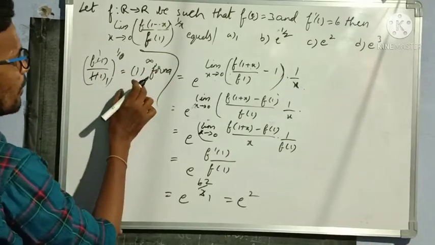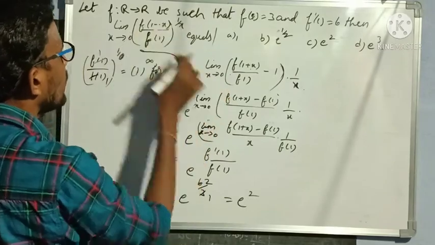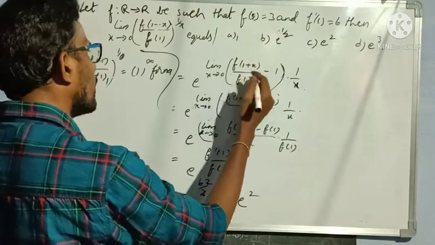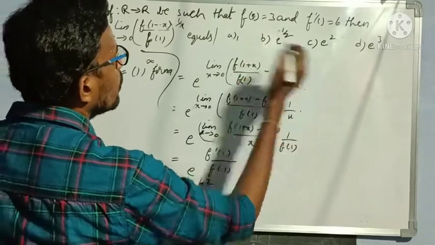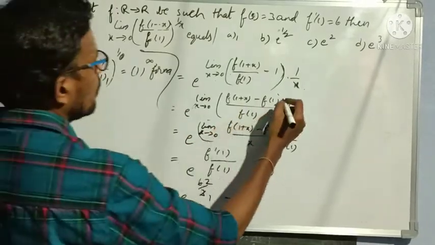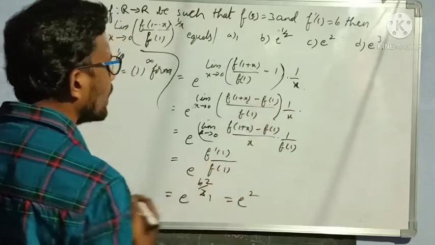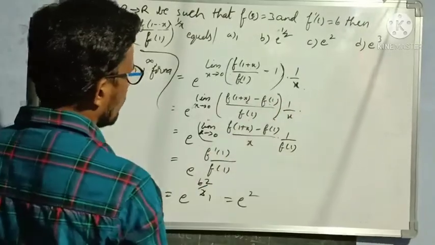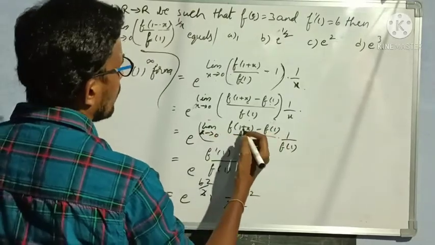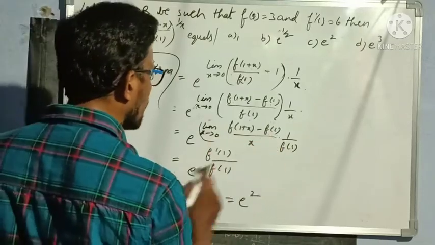So if the limit is of the form 1 power infinity, then we have a standard definition, that is e power, if this limit can be written as like this, e power limit x tends to 0 f of 1 plus x by f of 1 minus 1 into 1 by x. This power becomes multiplication here. Okay, so now if I take LCM here, then f of 1 plus x minus f of 1 by f of 1 into 1 by x, and we have a standard definition, that is limit x tends to 0 f of x plus h minus f of x by h is equal to f dash x.